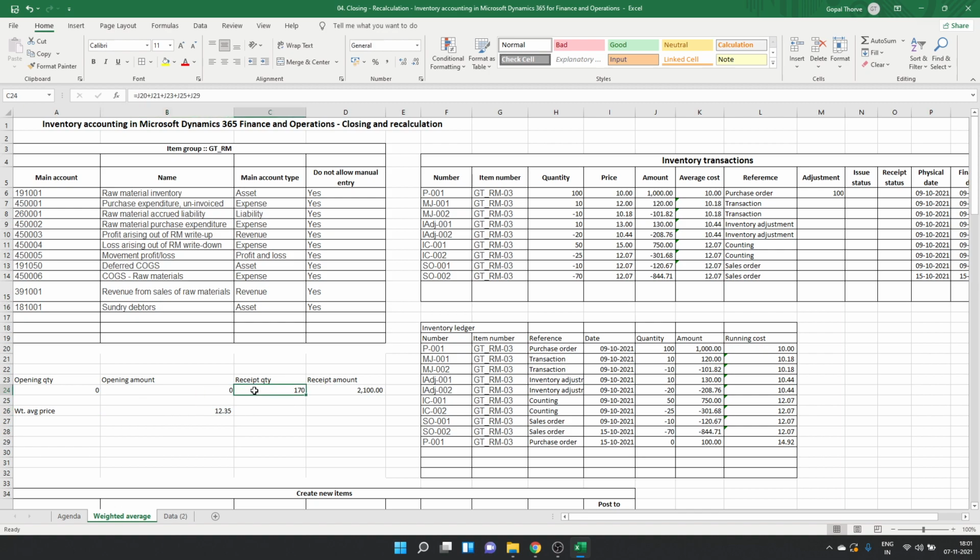Let me make sure that I have included all the receipt transactions: 100, 10, 10, 50, and 0, 1. And while calculating the receipt amount, I will include 1000, 120, 130, 750, and 1000. Now this is how weighted average happens.